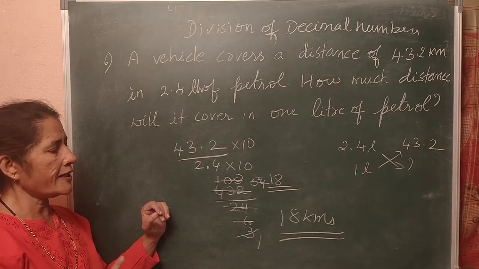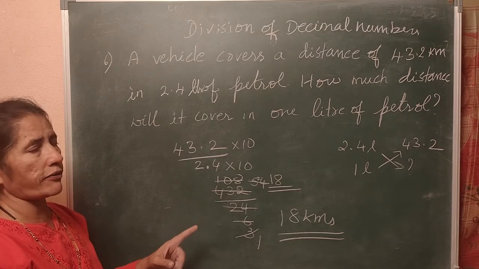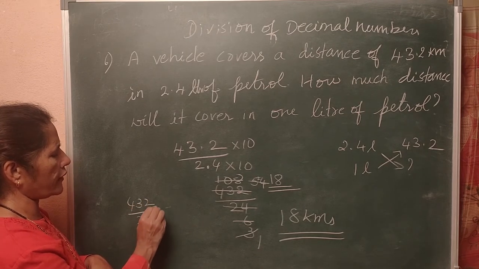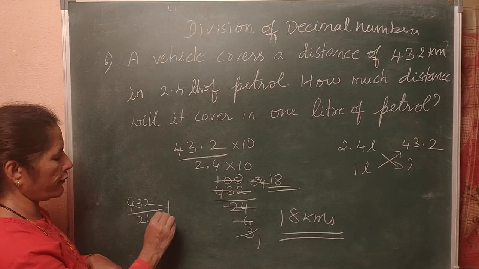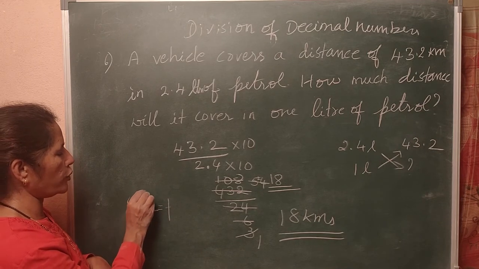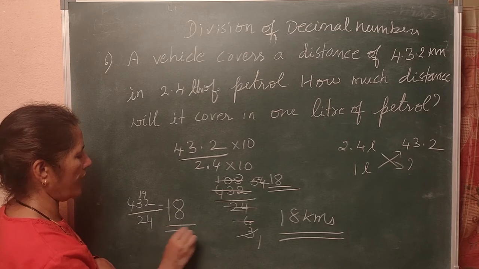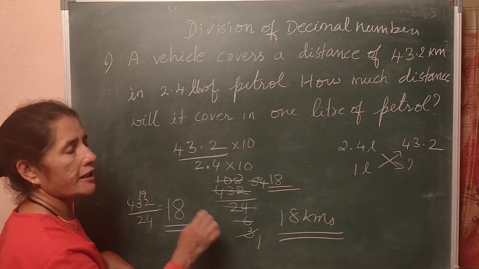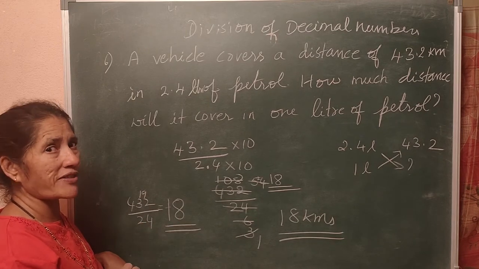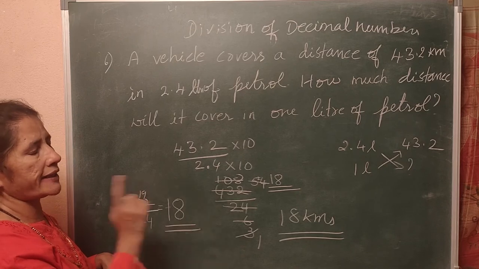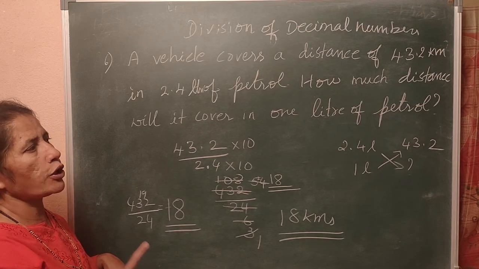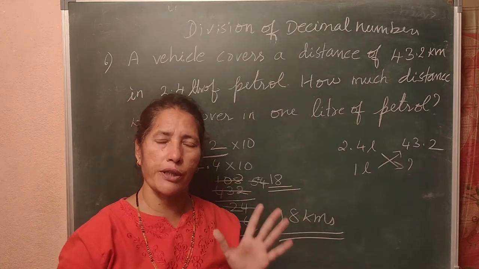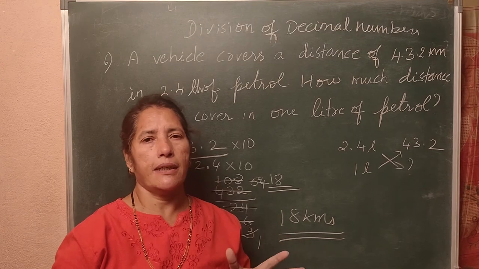Did you all understand? So, 432 divided by 24. Those who can do it directly, you can do that also. 432 divided by 24. 24 1s are 24. 34, 43, 92. 8 24s are 192. 18 kilometers. Better if you do like this. Strike off 2 2s, as you have studied in 6th standard. Do that and you get the correct answer. 18 kilometers in 1 liter of petrol. I hope you understood all these sums, how to divide decimal numbers.